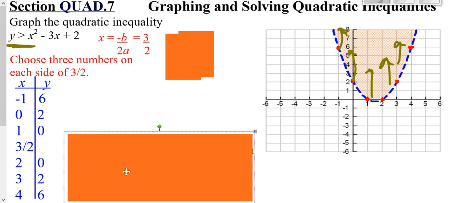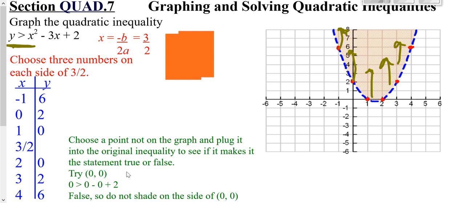Now, a second way you could have done it is to try a point that's not on your parabola. I always like to try the point 0, 0 if at all possible. Then you can plug the y value of 0 and your x value of 0 in, and that's what we have right here. Notice that gives you 0 on the left, greater than 2 on the right, which is not a true statement. 0 is not greater than 2.